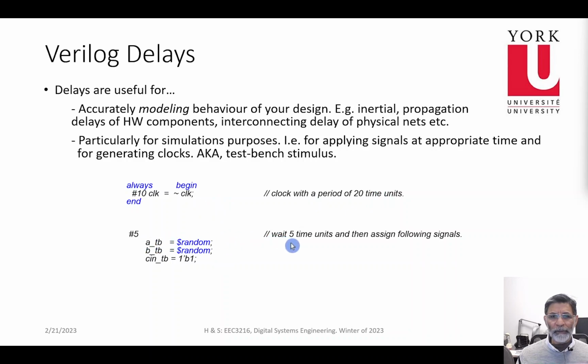Here is another example. I wait for 5 time units. Typically the time units are in nanoseconds. I will show you that in the next slide. And then we wait for 5 time units and then assign the following signals. So again, using the example of that adder, the test bench input to the adder is a random value after this many time units, and so on.